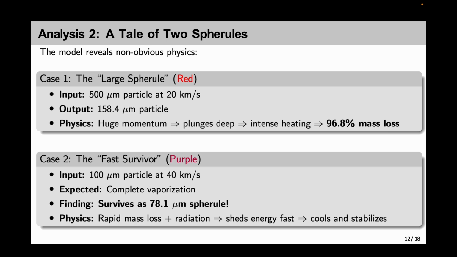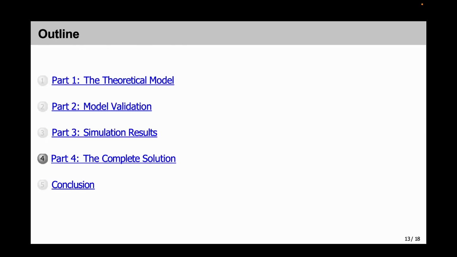But even more interesting is the purple particle. We expected our fast 40 km per second particle to be completely vaporized, but the model found that it survives. And why? Well, the model found that its rapid ablation and radiation shed energy so fast that it was able to cool down and stabilize as a 78 micron spherule. So our model works, it's powerful. Now we can use it to build the final solution.